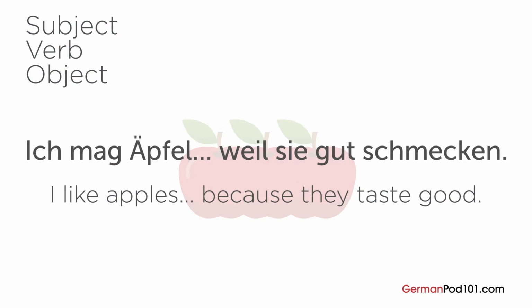Now, let's compare the same sentence in German. Ich mag Äpfel, weil sie gut schmecken. The main clause has the verb as the second element, so this is fine. The dependent clause, however, has the verb as the final element in the sentence, not as the second element. So in fact, German sentences will always have the verb as the second element, but if there's a dependent clause, the verb in that clause will always be moved to the final position. Ich mag Äpfel, weil sie gut schmecken.